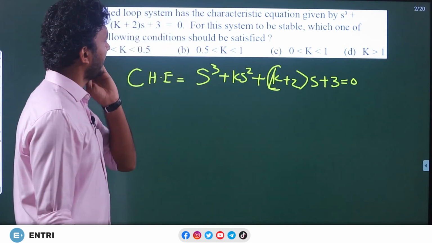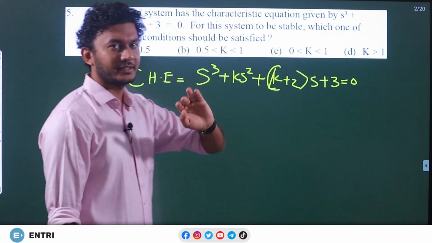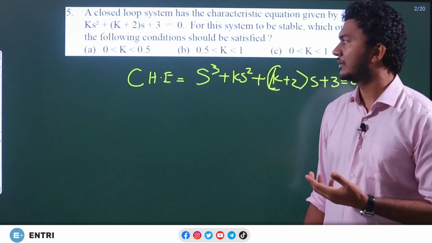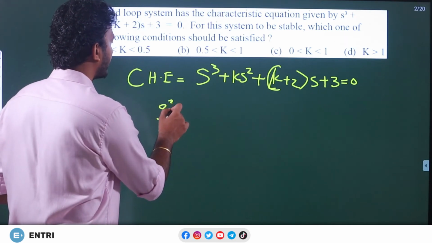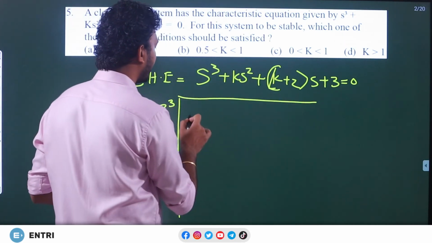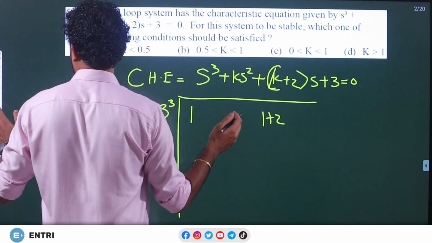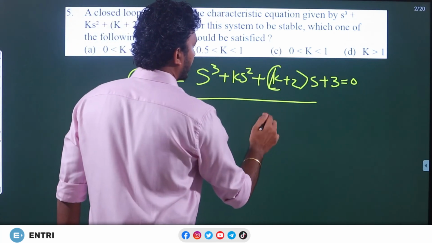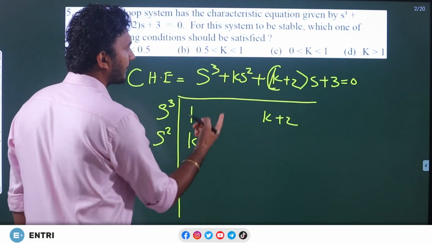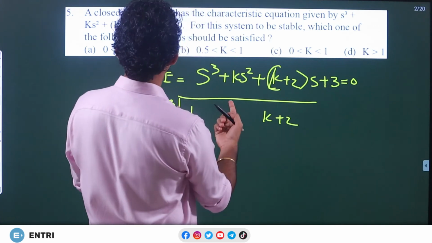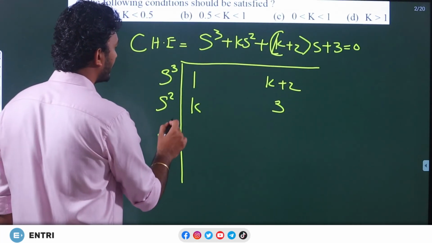So you have to check for the system to be stable. What they are asking is the conditional stability. Which way do you have to go? The best way is the RH criteria, and I am going to draw the Routh array. s cube row is 1, and the next element is k plus 2. Then s square row is k, and 3.